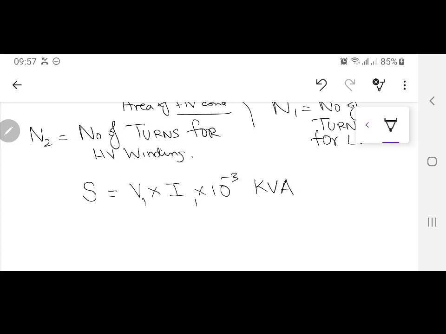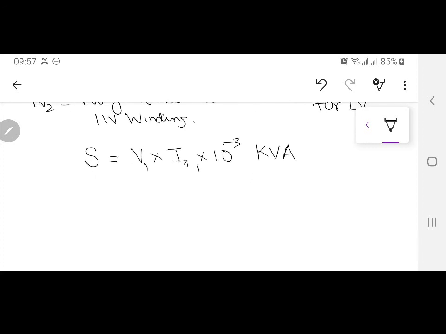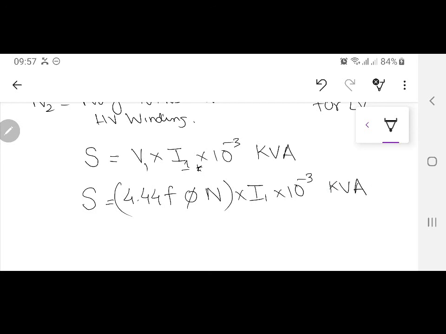Because normally, whenever a transformer is being designed, the basic unit being used is kVA. We use MVA very rarely, because MVA is more in the power transformer regime. kVA is more used in distribution transformers, so I have V1 into I1 into 10 raised to power minus 3 kVA. Now instead of this V1, can I write over here 4.44 F into flux into N into I1 into 10 raised to power minus 3 kVA. And here I am using N1 because I have I1 over there. So that's why I am using N1 over there.